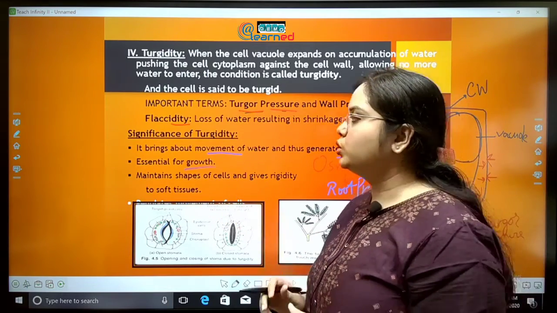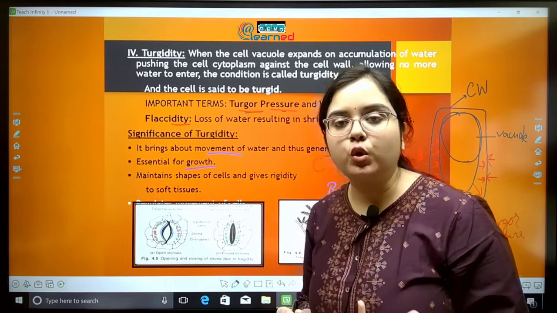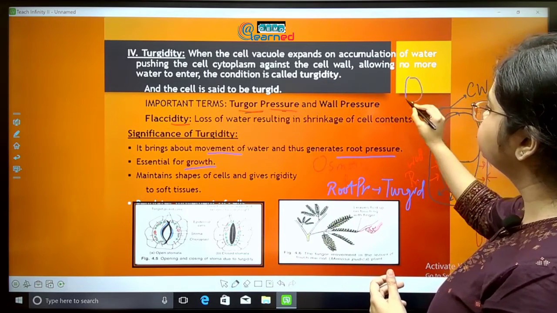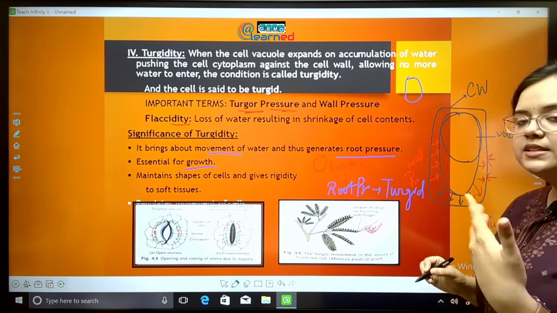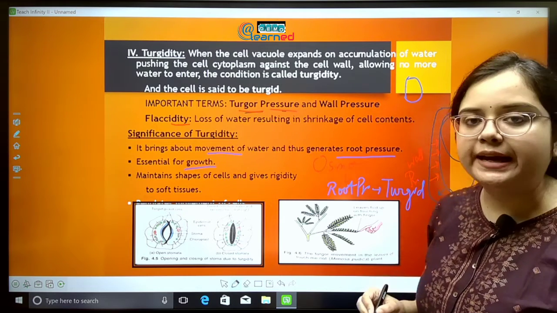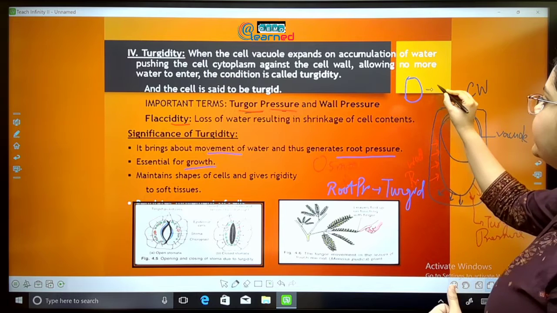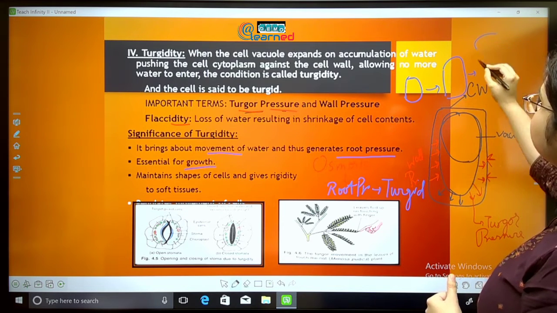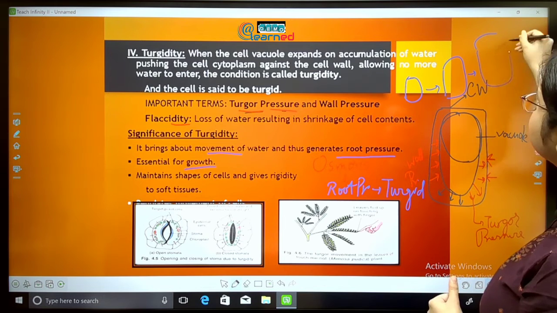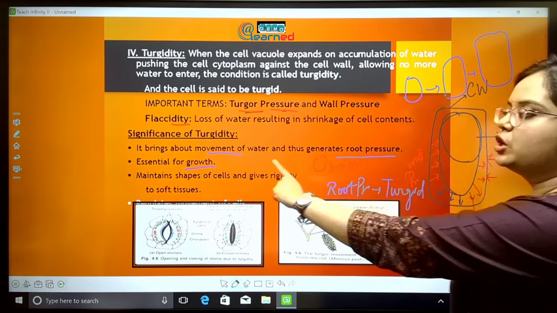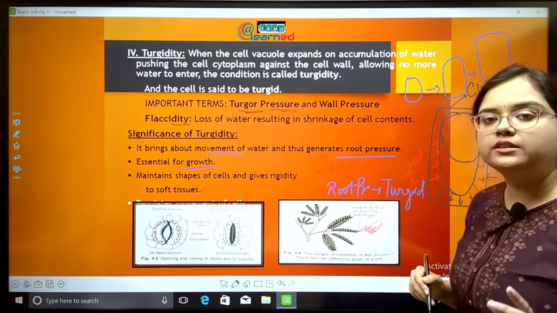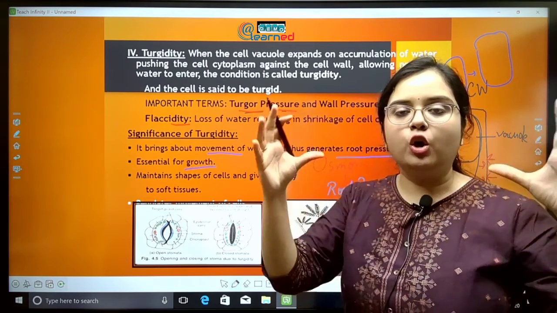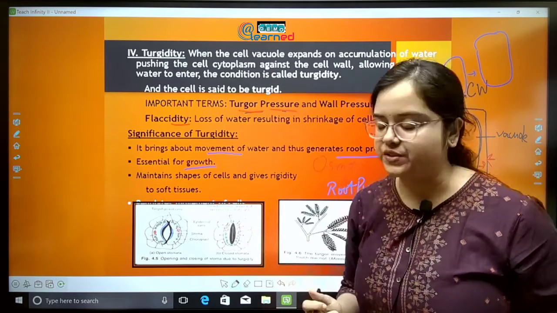Essential for growth. How is it essential for growth? Because you can see that if I draw a small cell out here, as the cells grow, obviously they will divide, but they will take up water and they will swell up. So the cell wall gradually gets extended in a process which is resulting in growth. So turgidity is giving rise to a distension of the cells and hence growth of the cell.